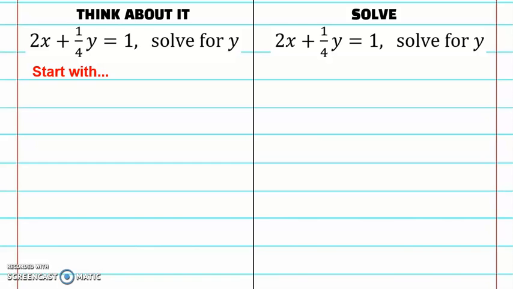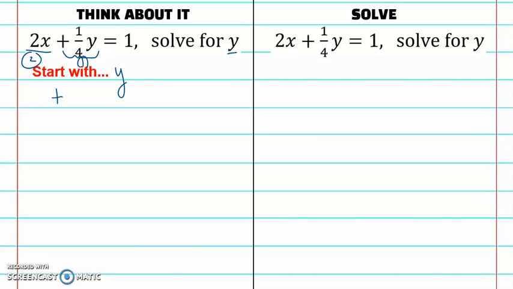All right, welcome to Literal Equations Part 2. Let's throw in one more twist here, guys. You got this. So we have 2x plus 1/4 y equals 1. We're solving for y. So I start with the y, and then I go look for multiplication first. And then do I add or subtract anything second?